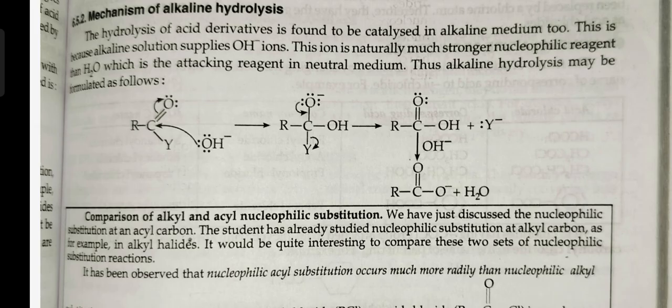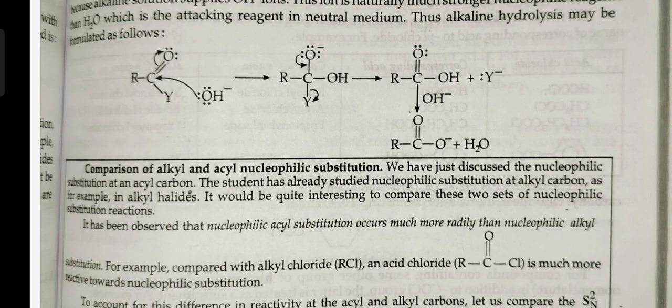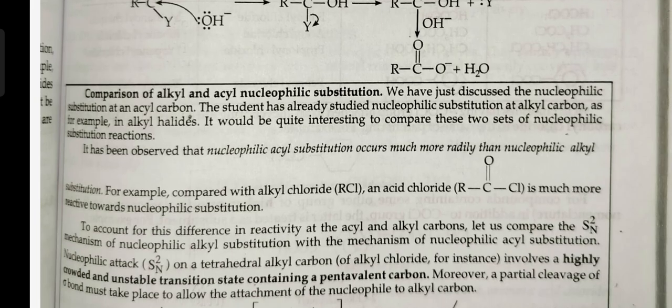Comparison of alkyl and acyl nucleophilic substitution. We have just discussed nucleophilic substitution at the acyl carbon. The student has already studied nucleophilic substitution at alkyl carbon, for example in alkyl halides. It would be quite interesting to compare these two types of nucleophilic substitution reaction. It has been observed that nucleophilic acyl substitution occurs much more rapidly than nucleophilic alkyl substitution. For example, in comparison with alkyl chloride, acid chloride is much more reactive toward nucleophilic substitution.